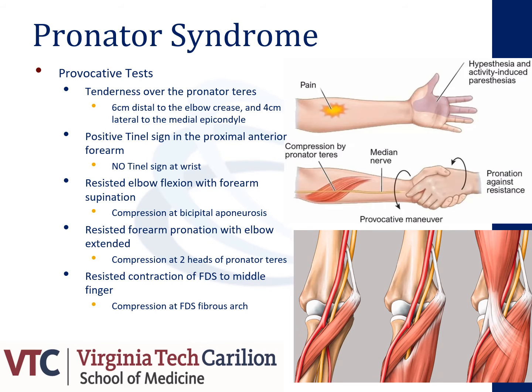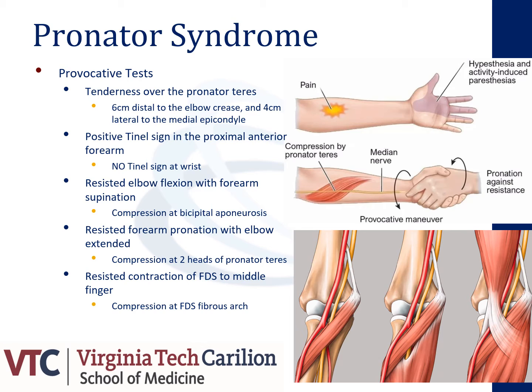There are a number of provocative tests that can be utilized to identify pronator syndrome, and each of these provocative tests is associated with a potential area of entrapment. The patient may have tenderness over the pronator teres. There can be a Tinel sign associated with the proximal volar aspect of the forearm. Again, no Tinel sign at the level of the wrist, which would be expected with carpal tunnel syndrome.